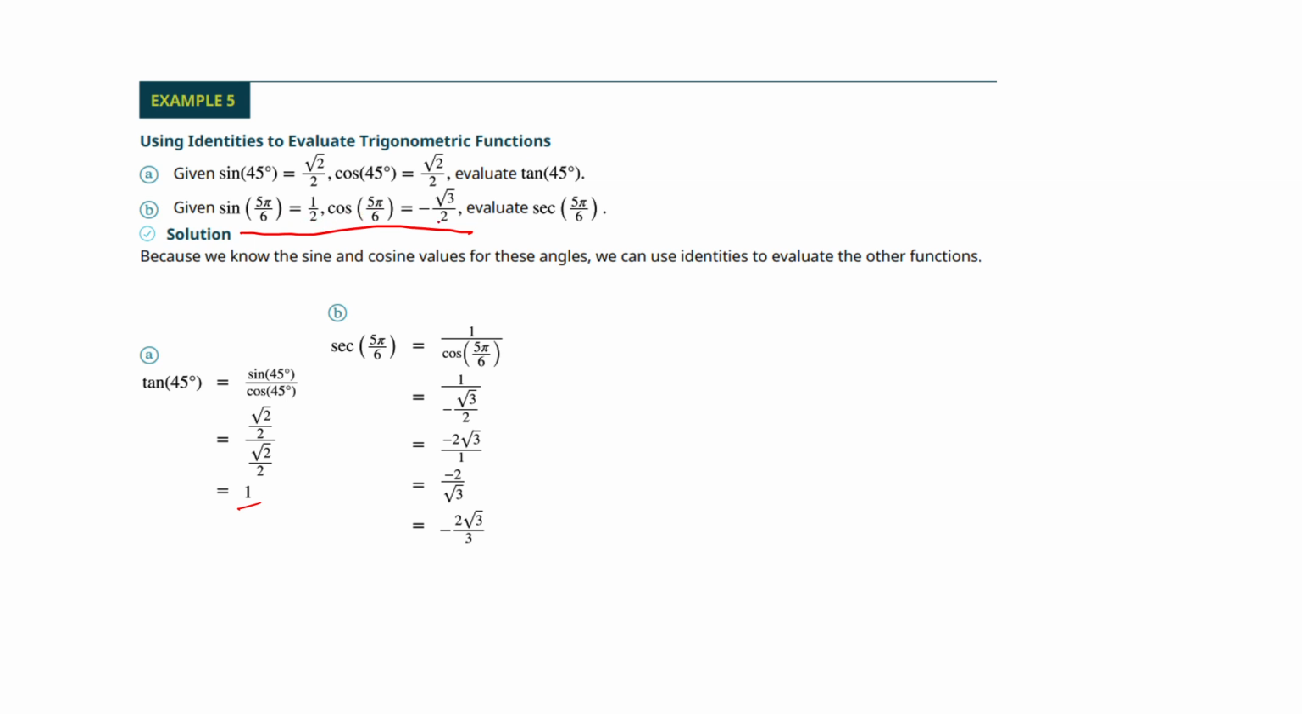I'm in quadrant 2. Well, in quadrant 2, x's are negative. So that's how we got these. Now, secant is based only on cosine. So I just put the value of cosine in here. Now, this is a reciprocal. I keep, change, flip, turn it upside down, however you want to think of it. And I get to this.